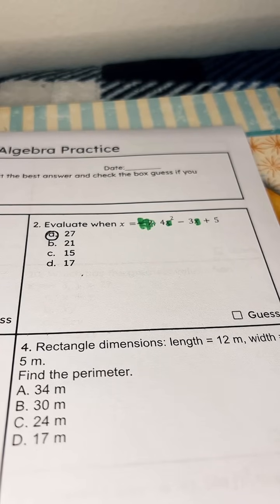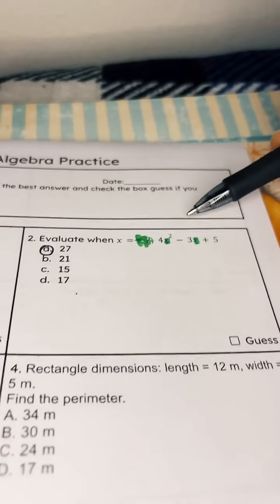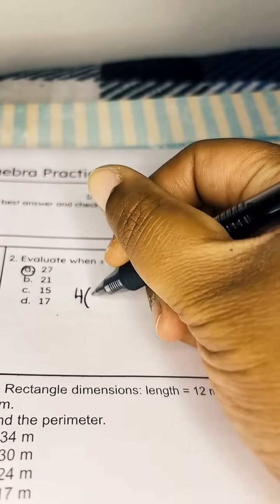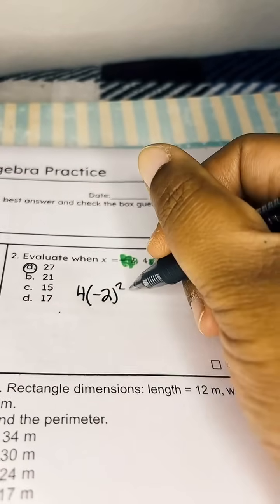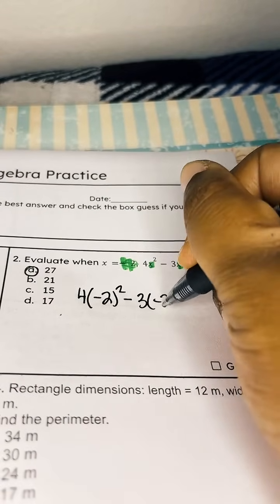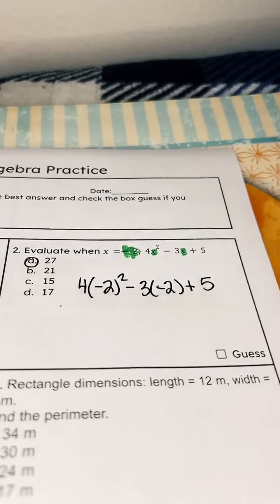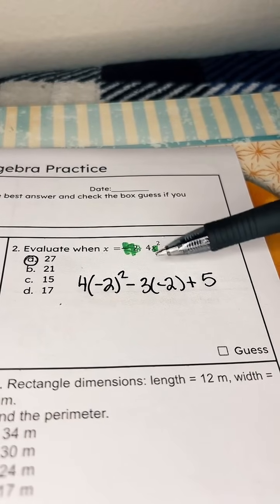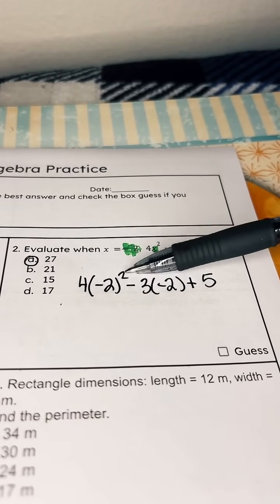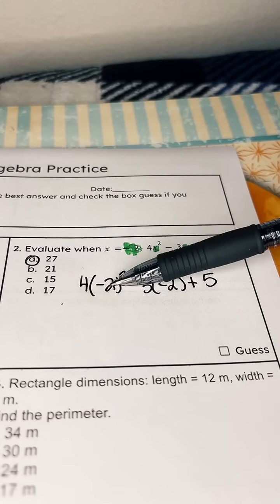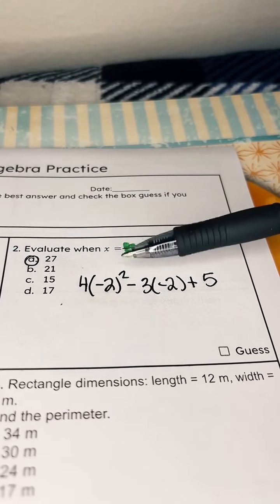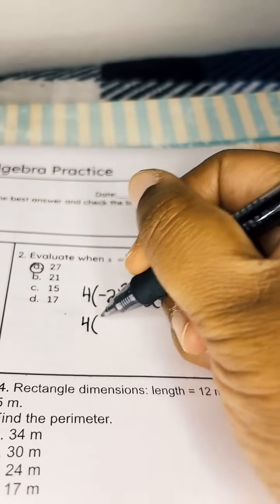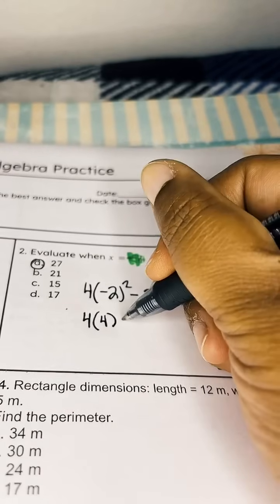What do we plug in? We plug in this -2 for x, wherever there's an x. So we're going to rewrite this as 4 times (-2) squared minus 3 times -2 plus 5. Like that. All right, what do we do first? We got to do our exponents first. So -2 times -2. A negative times a negative is always a positive. So this will be 4 times 4 minus.